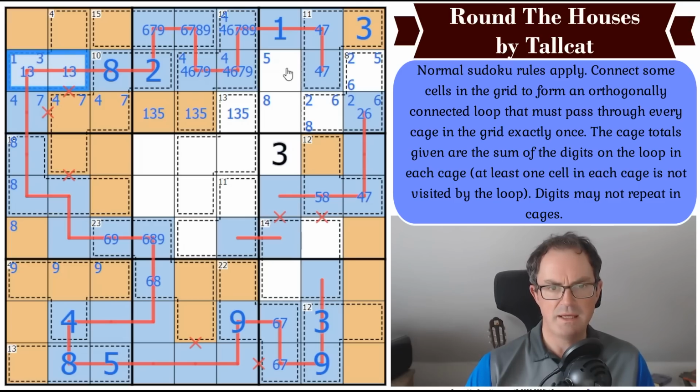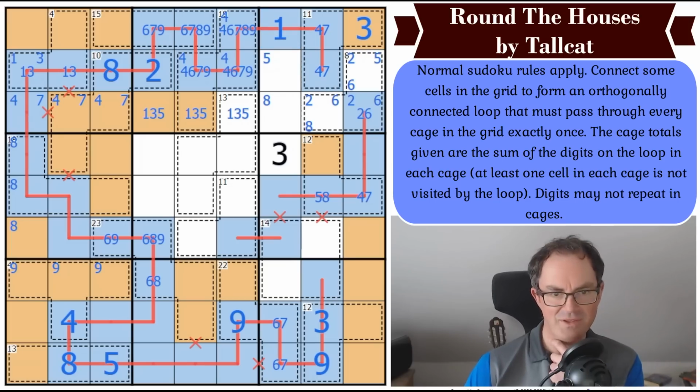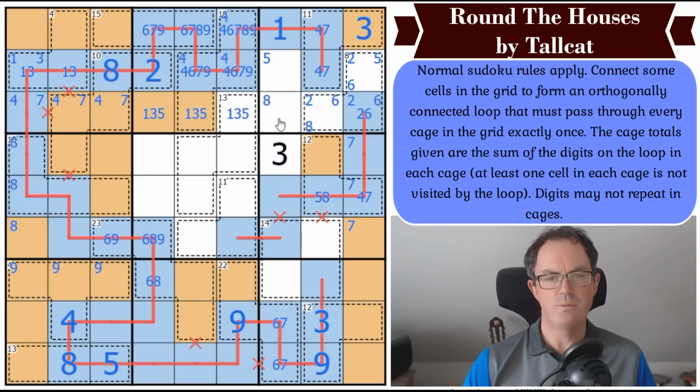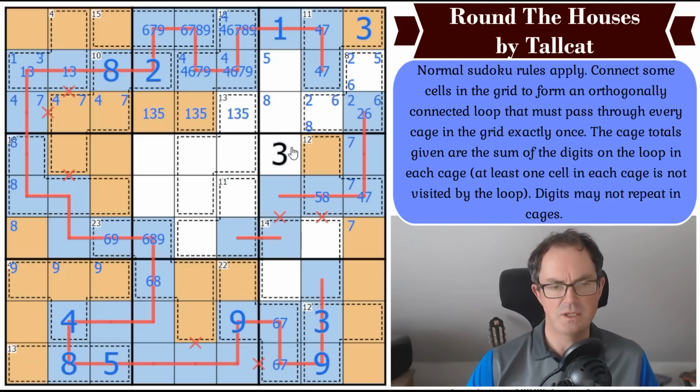One 3 pair here. No, I don't think this is resolved at all. I know that 6 is in here. I suppose I know that one of these 3 squares is a 7. Oh, I'm going to have too many loop segments, aren't I?